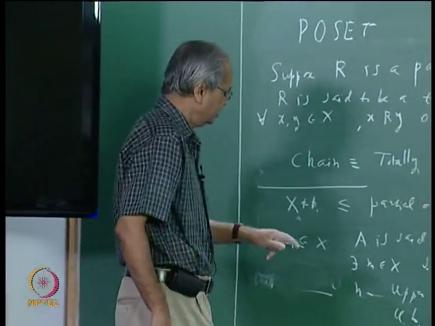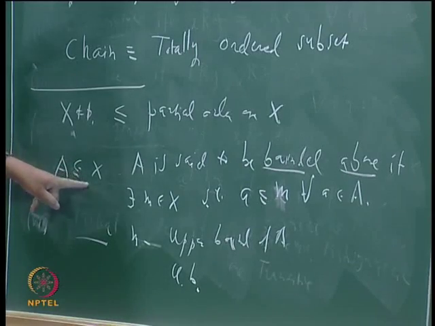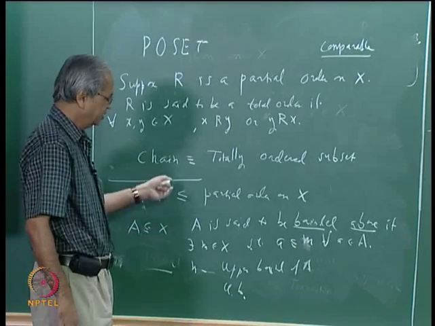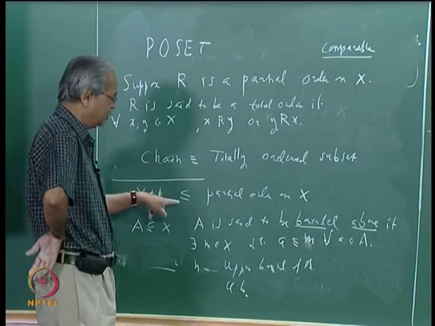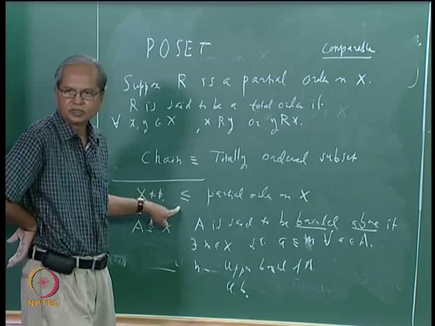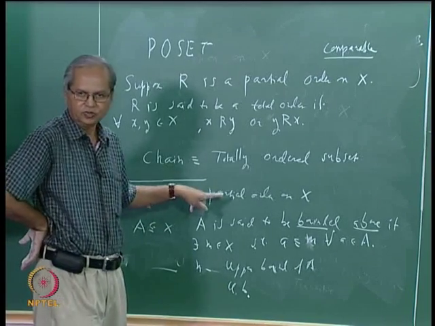Then we shall continue with the properties of these upper bounds, and similarly lower bounds, and what happens to bounded sets in a partially ordered set, in the next class. We will stop with this for today.